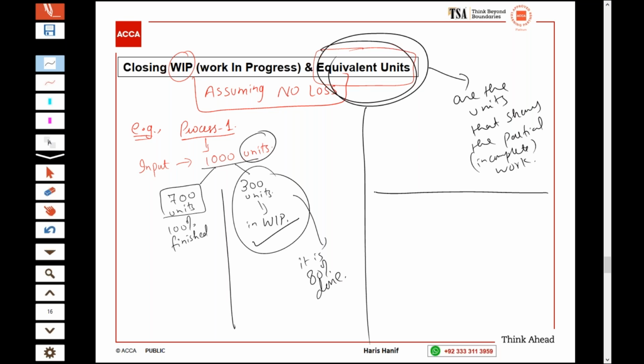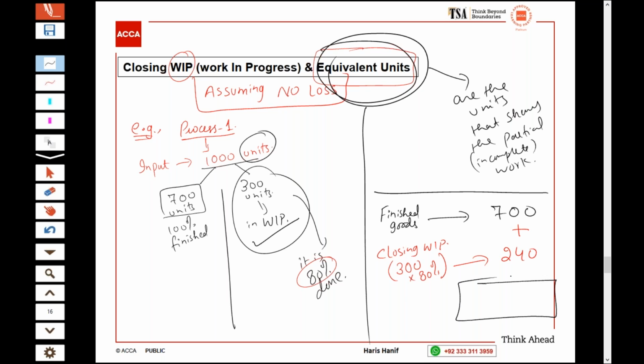Now see how many units you had already produced. 100% finished goods, 700 finished goods. And 300 units are still in progress, but they are 80% done. So 300 multiplied by 80%, that is 240. 700 plus 240, that is 940. This is known as equivalent units.